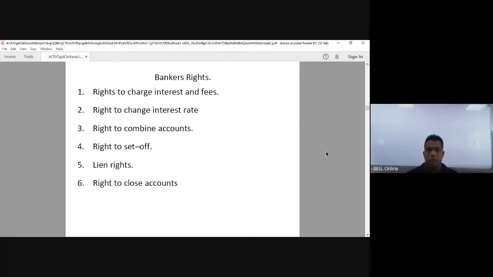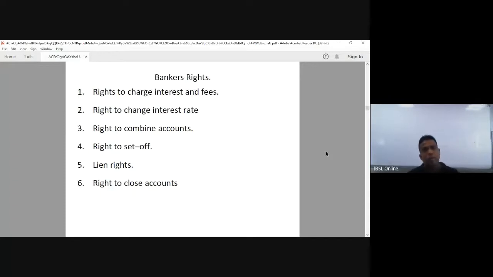That is number one. Then also the bank can charge fees for the services that you provide for the customers. Number one, the bank can charge interest for the advances. The bank has a right to charge fees for the services. Number two, the bank has a right to change the interest rate.